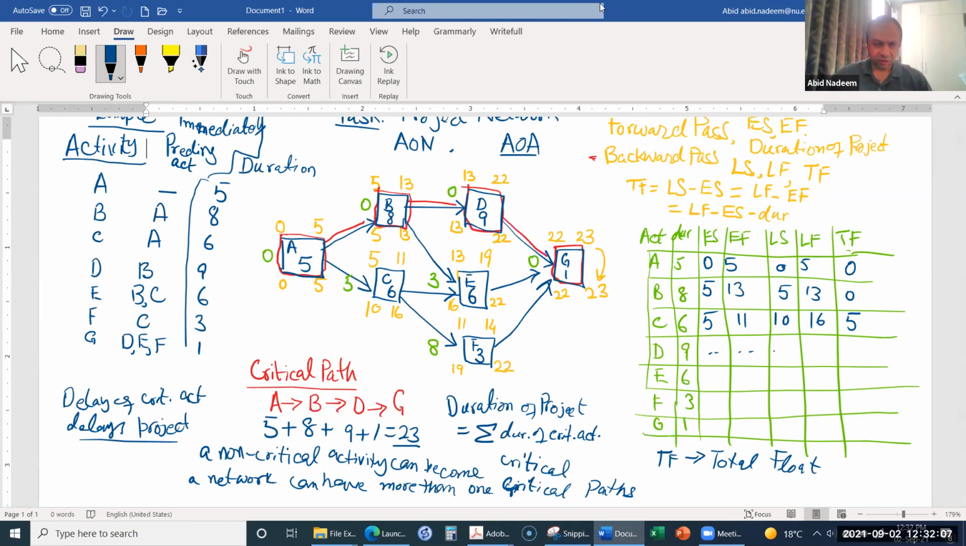Okay, so now let's do the same example with the activity on arrow diagramming approach. I will share, and this time I will try this whiteboard. Can you see this whiteboard? Yes. Can you see the cursor also now? Yes. I think this will be much better.